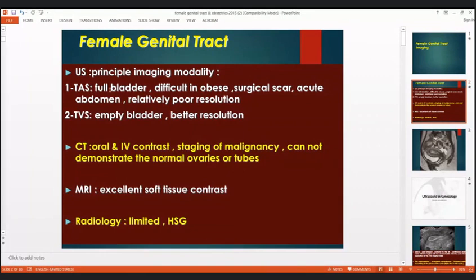Transabdominal ultrasound will utilize a full bladder, but it is difficult in obese patients, if there is surgical scarring, and in patients with acute abdomen where we cannot compress the abdomen well. It has relatively poorer resolution compared to the transvaginal ultrasound, which is performed with an empty bladder and gives better resolution for the genital organs.